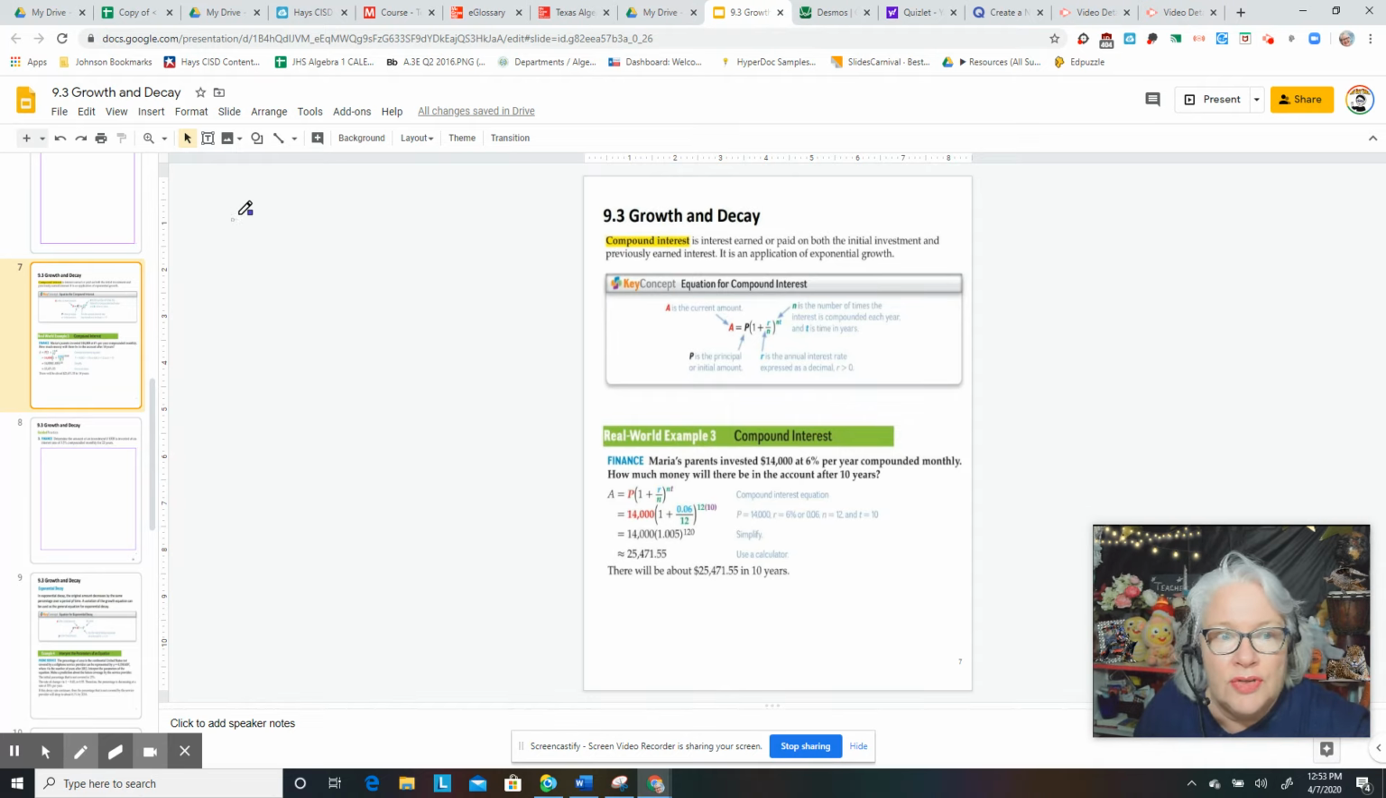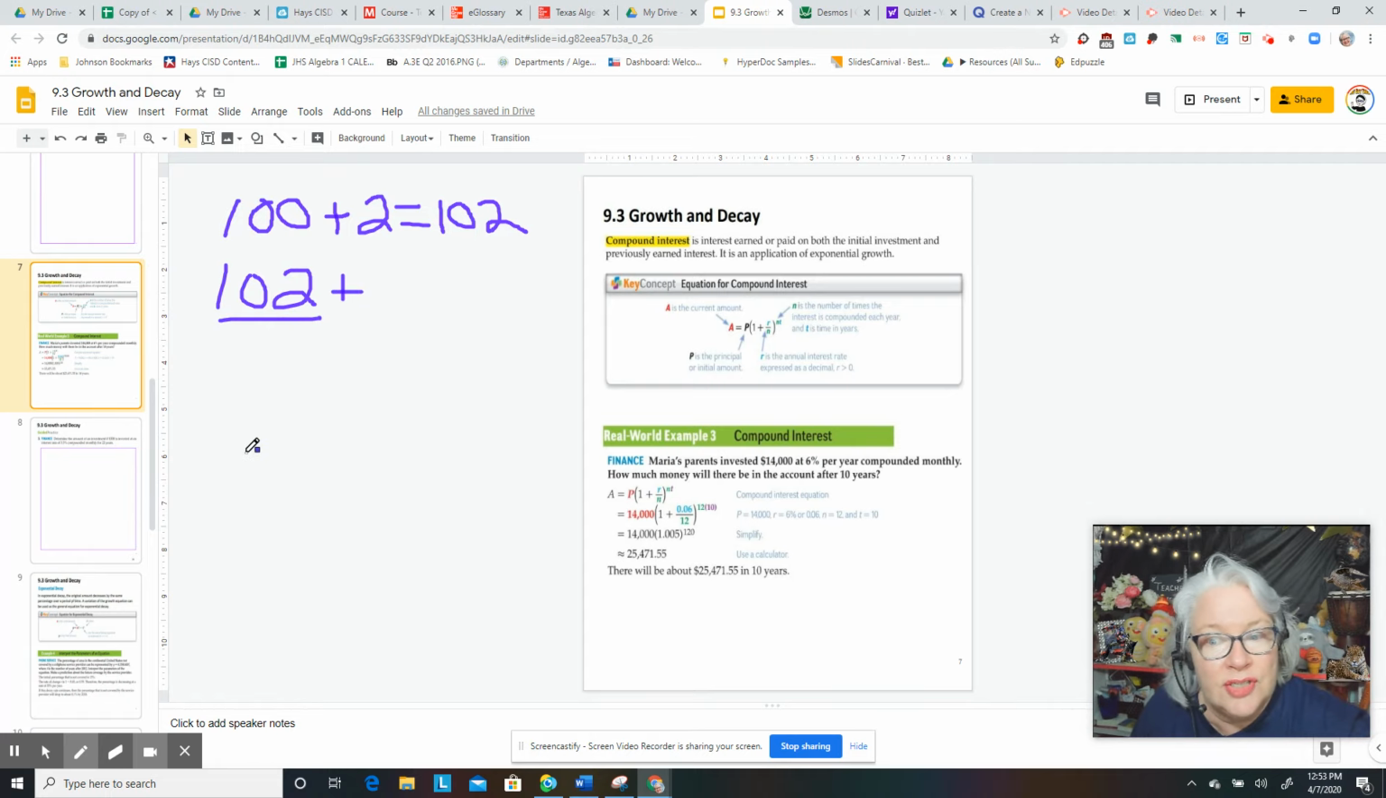So, compound interest means if I have $100 in the bank, this is super simplified, I got $2 in interest. Now I have $102. The next time you calculate the interest, it's going to be off the $102, not just off the $100. So whatever the interest comes out to be, that'll be added on. Let's say you get $3 this time. Then it's $105. Now the next time you calculate interest, it's going to be off the $105.